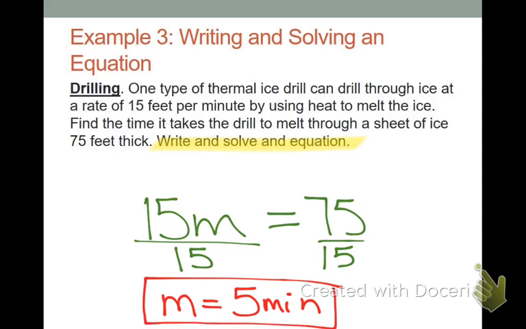All right, so when you first read this problem, you say, okay, 75 feet total, it goes 15 feet per minute. What do you immediately think you need to do to get to your answer? You have to divide, right? So in the past, here's what I see on a problem like this. I see 75 divided by 15 equals 5 minutes, right? Here's the problem with that. It's not an equation. However, you did get to the correct answer because you had to divide to answer.